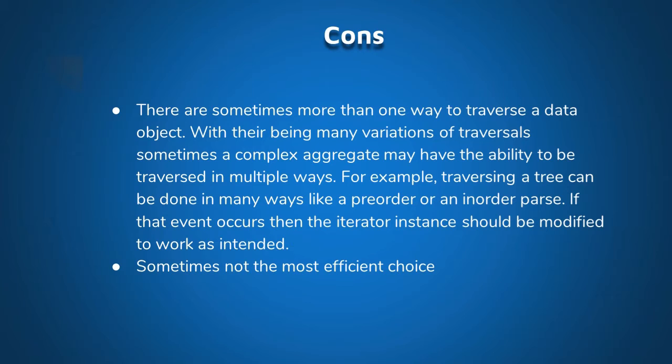So some people might not want to use it because there is more than one way to traverse a data object, there being variations of traversal. For example, a tree traversal can be done in many ways, like a pre-order or in-order parse. If that event occurs, the iterator instance could be modified to work as intended, but that also requires some work. And sometimes it's not always the most efficient choice to use.